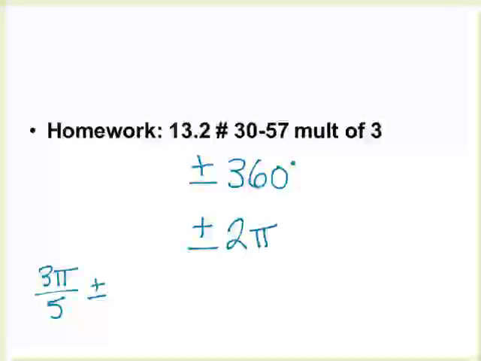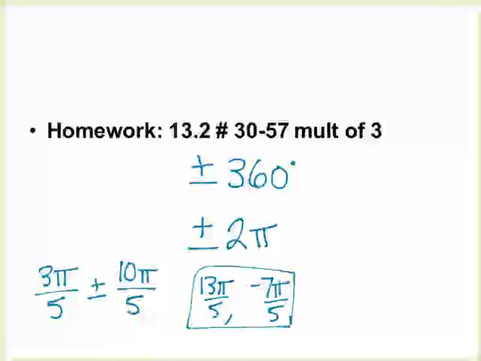I need a common denominator, so I need to write 2 pi as 10 pi over 5. We're going to add and subtract 2 pi, but we need common denominators to add and subtract fractions. So I'd get 13 pi over 5 and negative 7 pi over 5. Okay? So we are adding and subtracting a full circle, which in radians is 2 pi, but we need a common denominator.